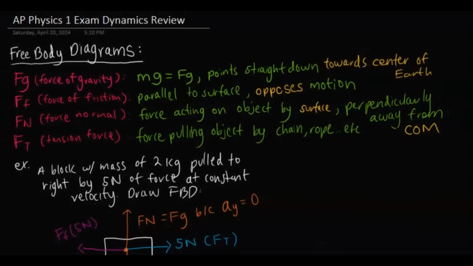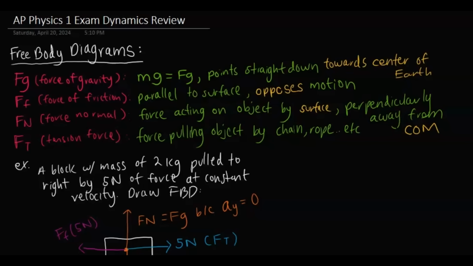So the first topic that you need to know is to have a feel for free body diagrams, right? So you have to know what all the forces are. The force of gravity is very common and applies to pretty much every single object. So Fg, or the force of gravity, is equivalent to the mass times the gravitational constant, and it always points straight down towards the center of Earth. Now granted, you're on Earth.